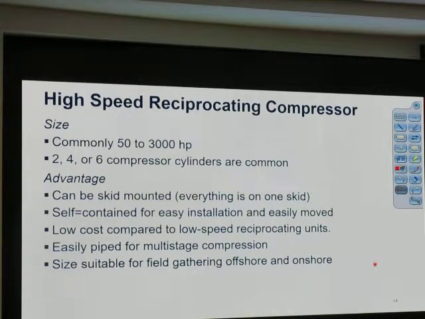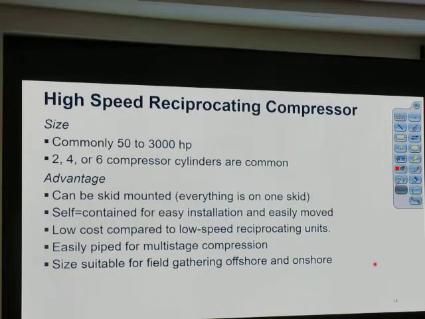Okay, this one is also important. In general, high-speed reciprocating compressor has higher cost than the slow-speed reciprocating compressor. True or false? And you say false, for example. Okay, so you need to know that it's lower cost in general compared to the low speed.